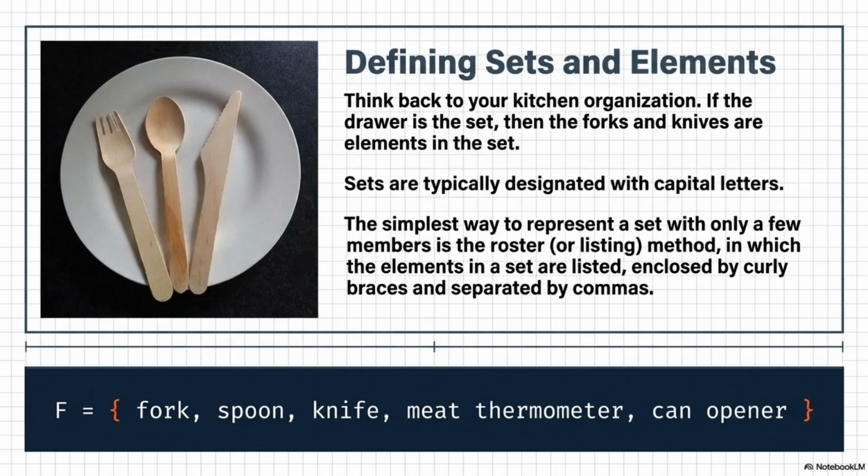Okay. So a set is simply a collection of objects, and the elements are the distinct objects that make up that collection. And in math, we usually designate sets using capital letters. Like a capital F for flatware. Exactly. Capital F represents the set of flatware.